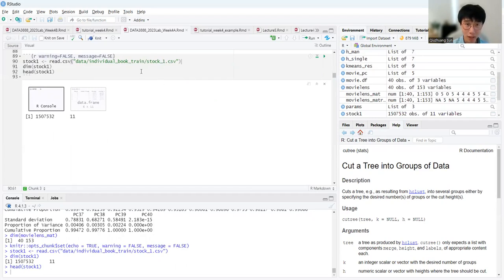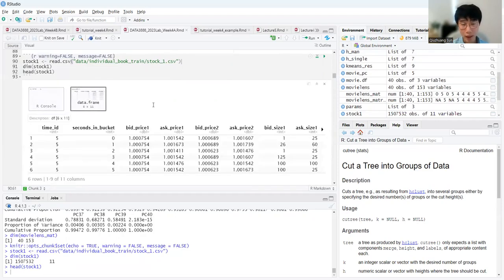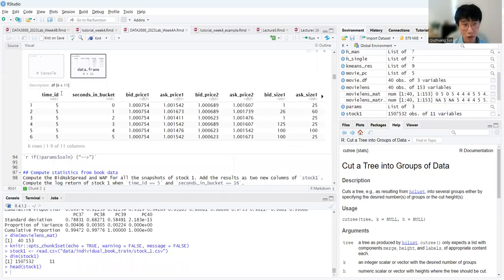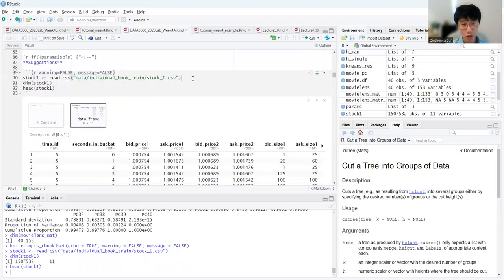Although we just look at the stock data for only one stock, it is a huge data set. This is because we have many different 10-minute time intervals. You can see that it is indicated by the column time ID. So for stock one, it has around 3,000 time IDs. Each time ID corresponds to a particular 10-minute time interval.